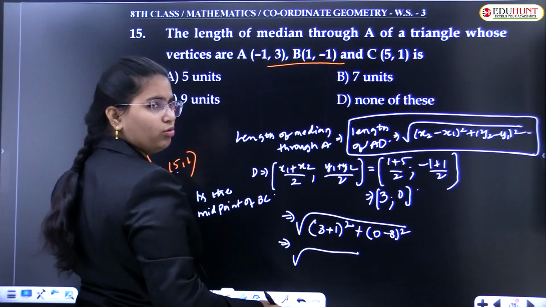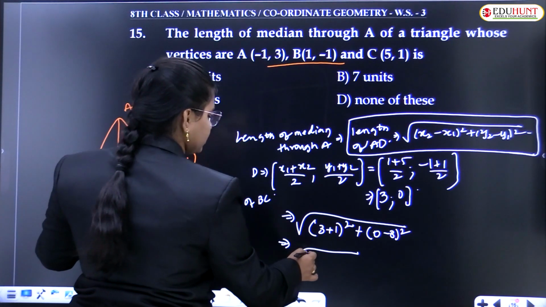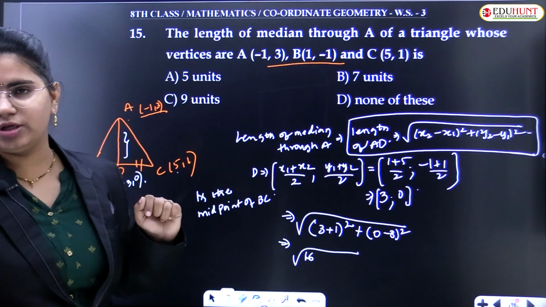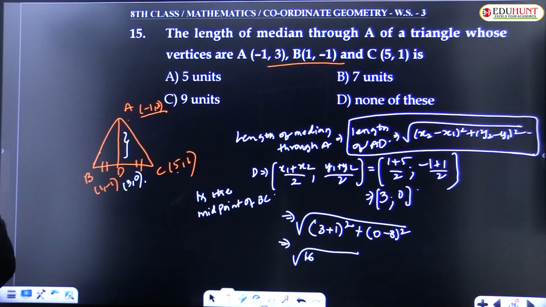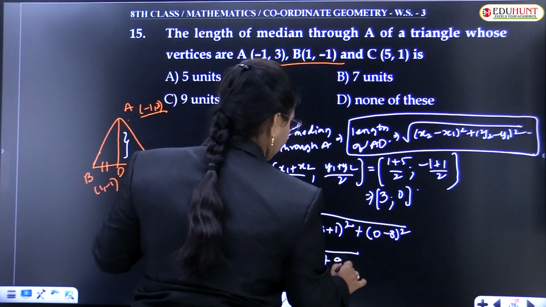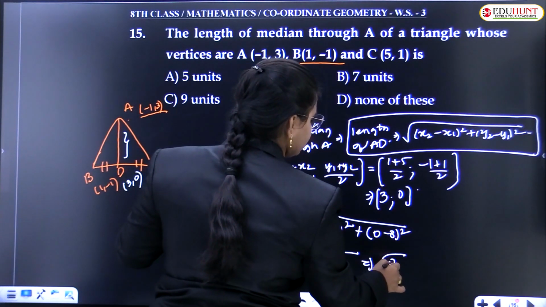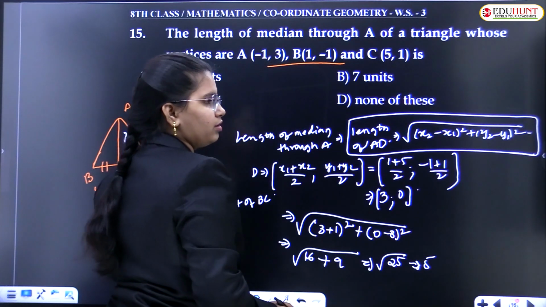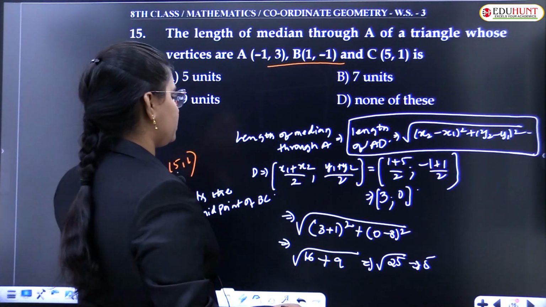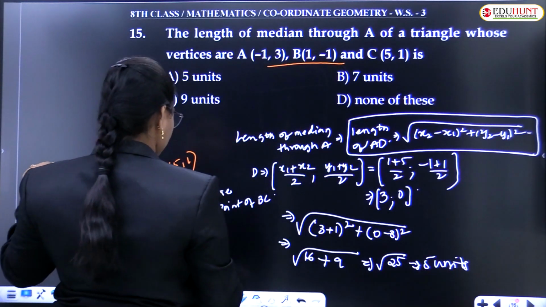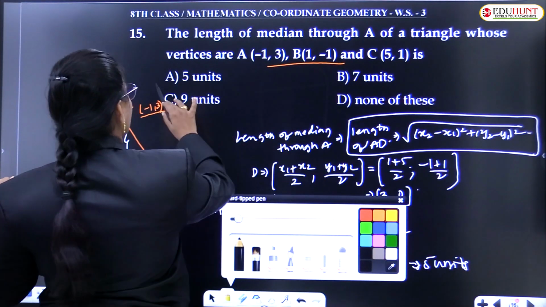So 3 plus 1 whole square is 4 square, 16. 0 minus 3 is nothing but 3, and 3 square is how much? 9. So root of 16 plus 9 is root 25. Root 25 is 5 units. So can you see it in the options? Yeah. So it is option A.